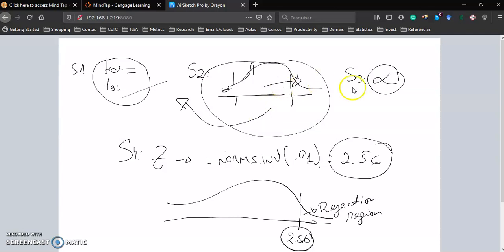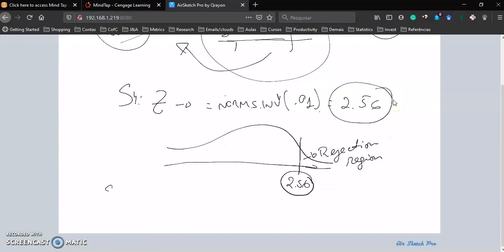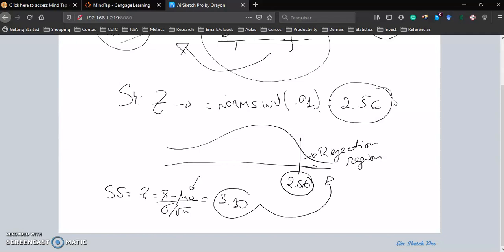Okay. Now, one of almost the last steps is compute the z statistic. Remember how to do that? You get the sample mean, subtract from the hypothesized mean. This is what you have in your hypothesis. And then you divide it by the standard deviation of the sample mean. So let's say you get a z-score of 3.10. Okay, so this 3.10 will be higher than 2.56.